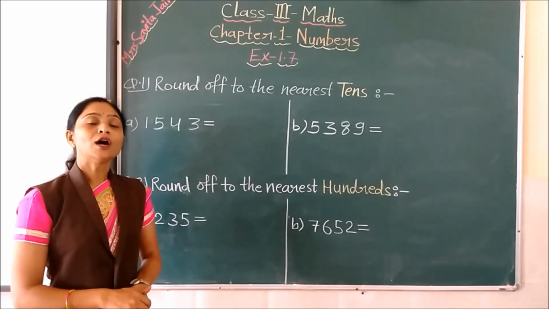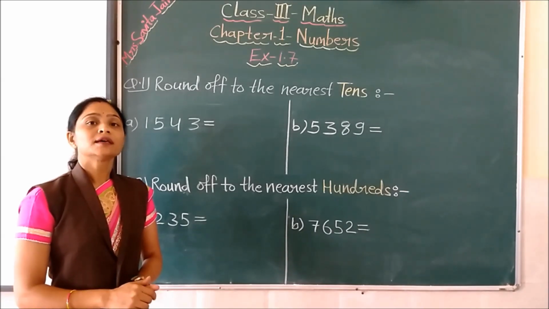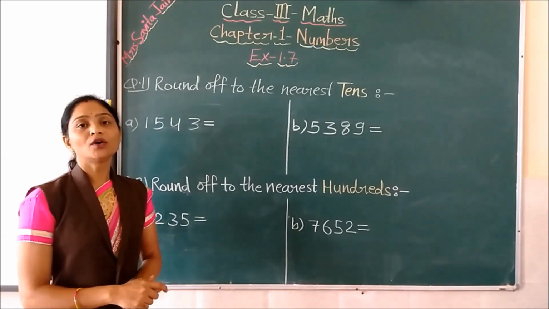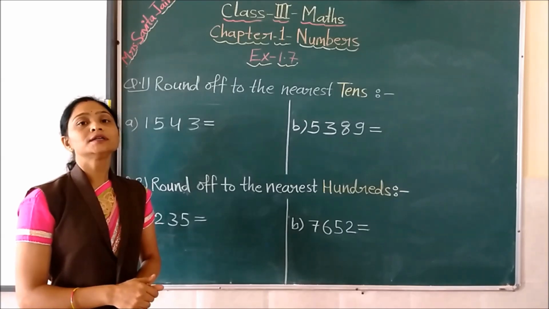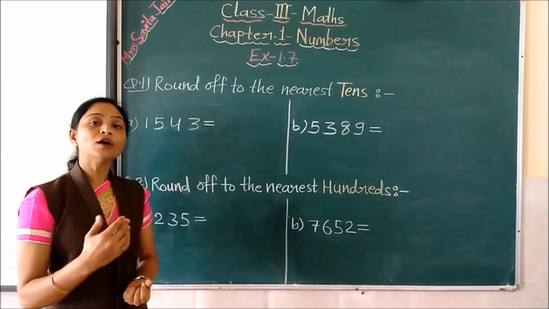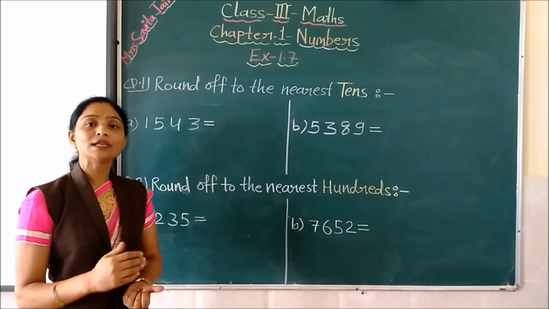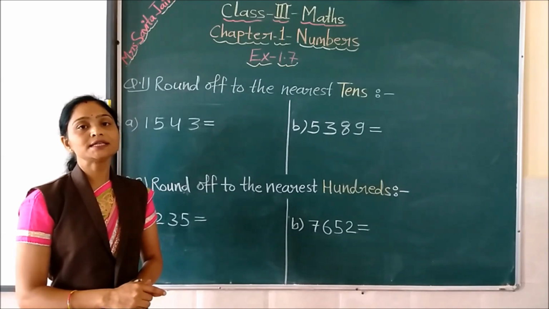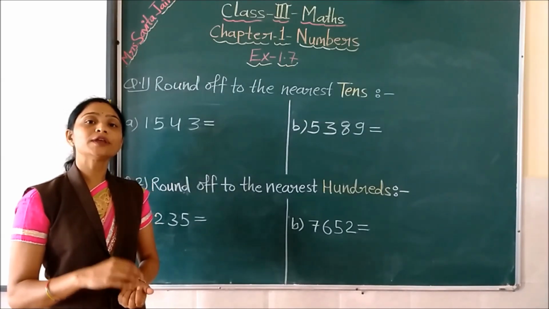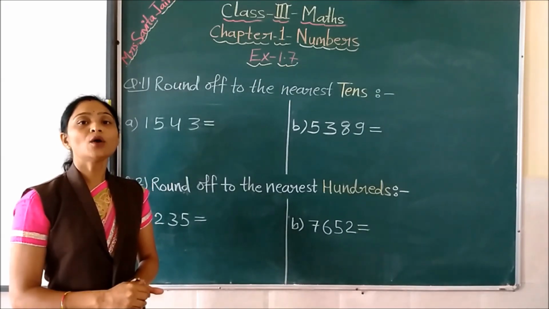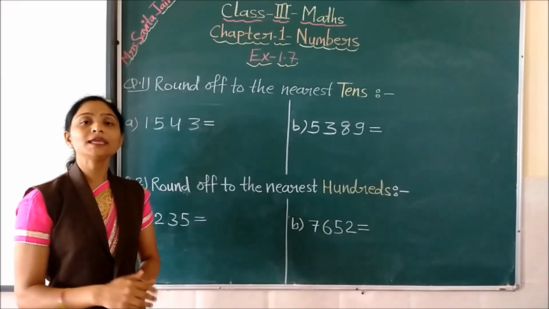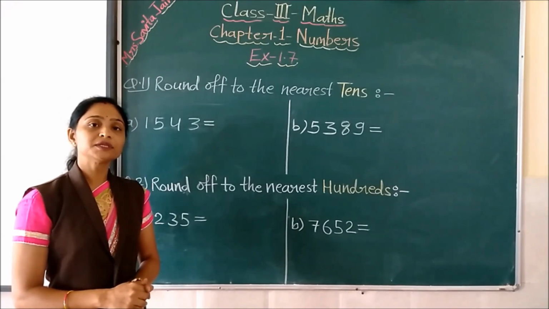We have learned how to compare numbers, how to write numbers in ascending order and descending order. Then we have learned how to form the greatest and smallest number using the given digits. Then we have learned how to write and identify even numbers and odd numbers. So all this we have seen in the previous class.